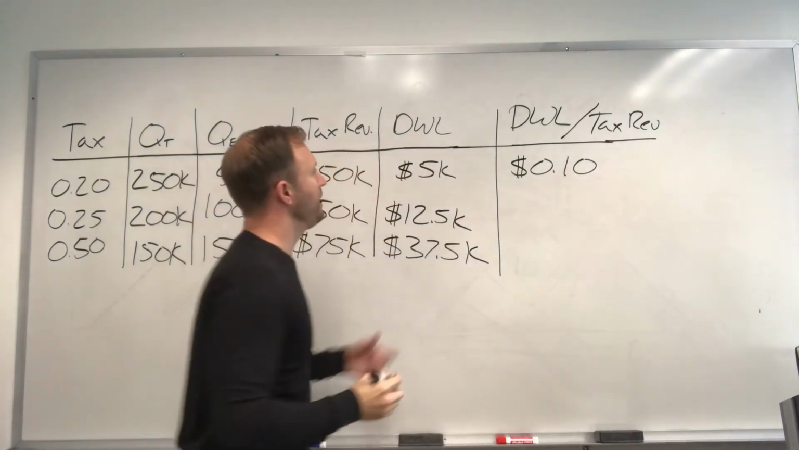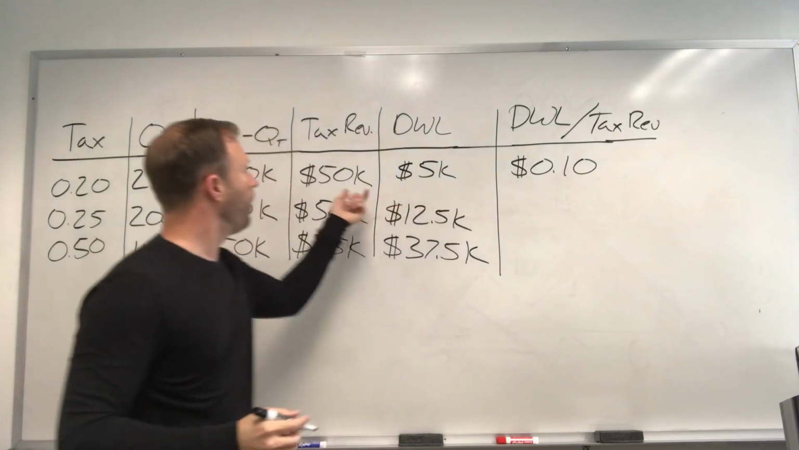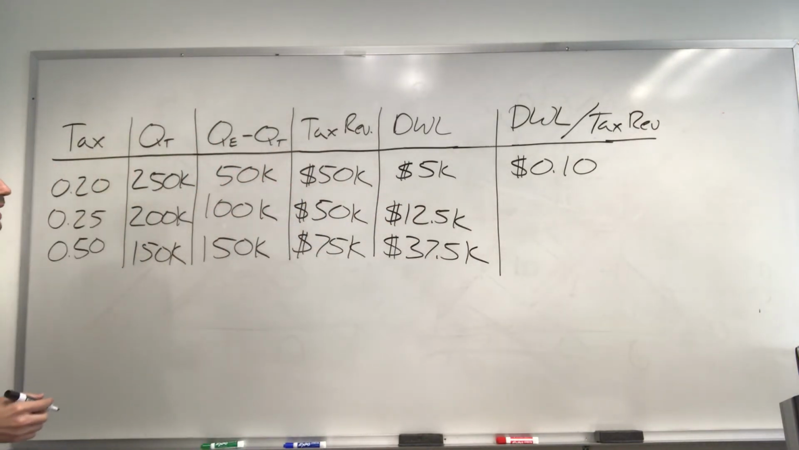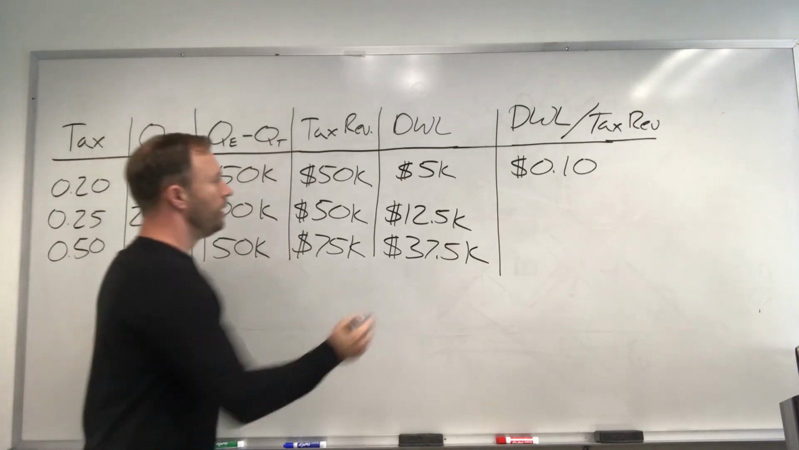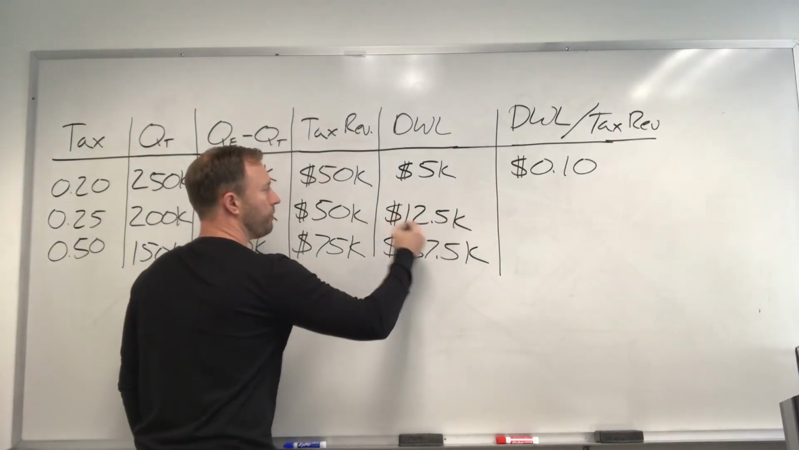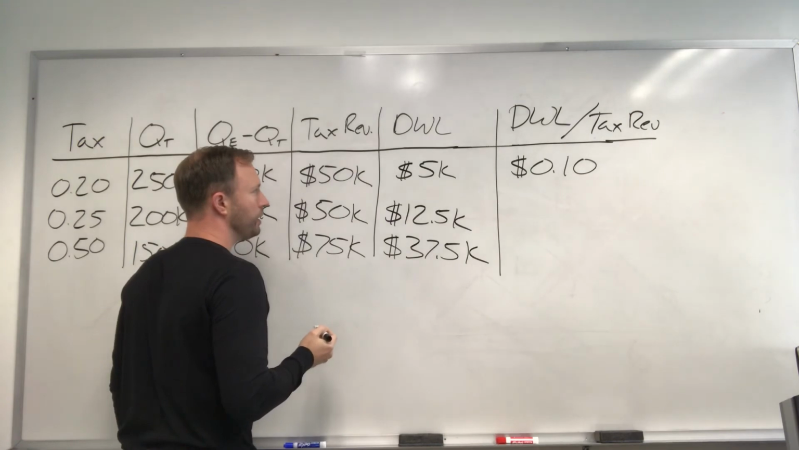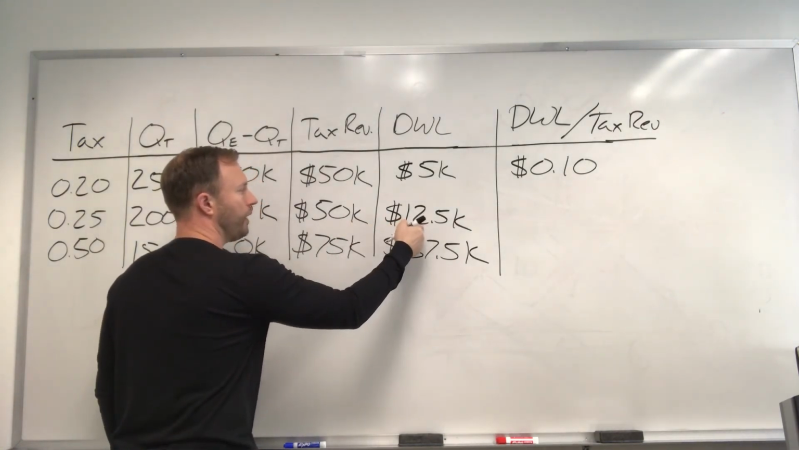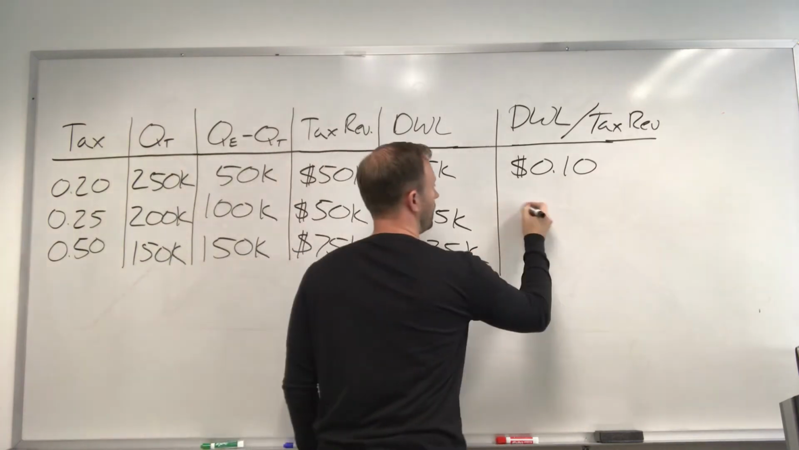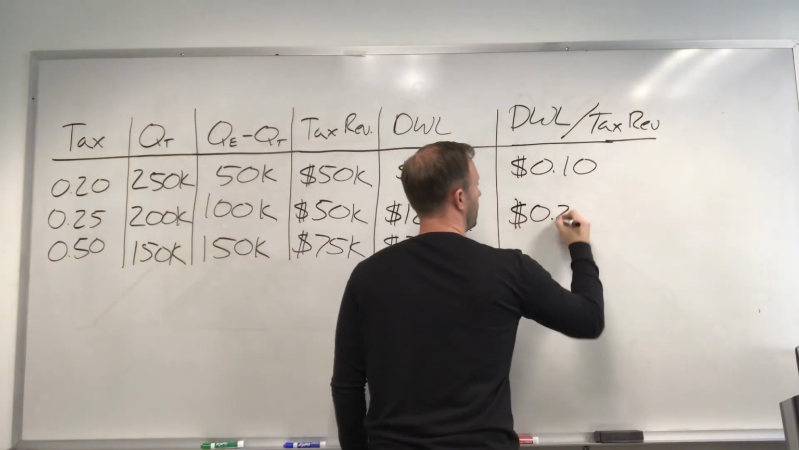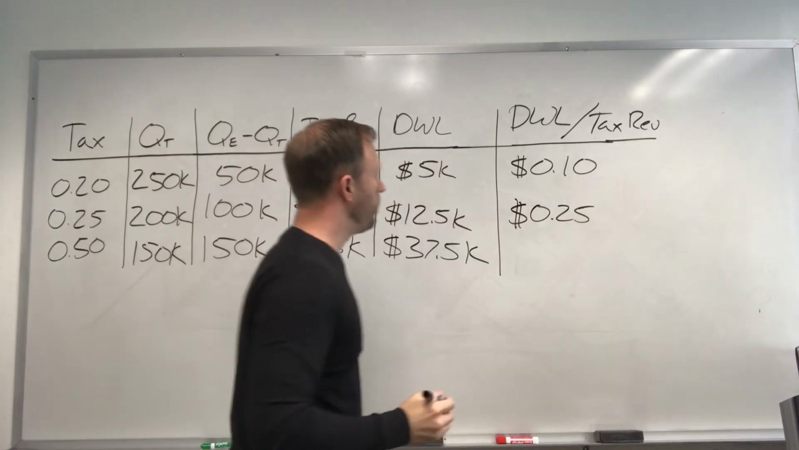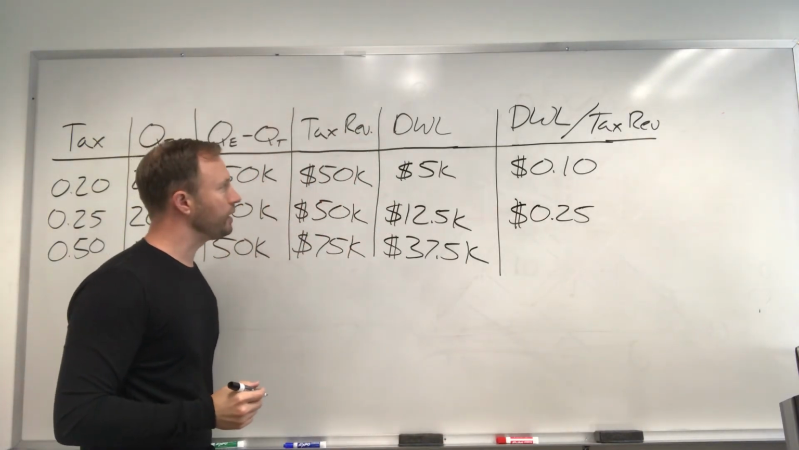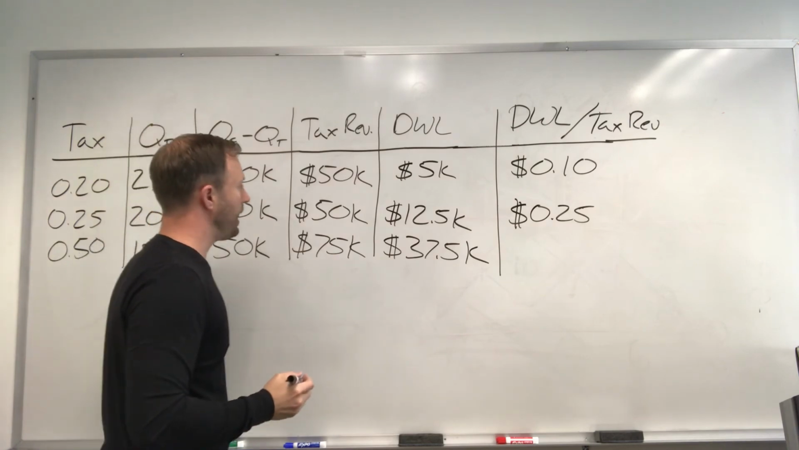There's a 10-cent deadweight loss for every $1 of tax revenue that is raised with a tax of 20 cents per donut. Here we've got 12,500 divided by 50,000. That's going to be 25 cents, because this is 1/4 if you divide 12 and a half by 50. So there is a 25-cent deadweight loss for every $1 of tax revenue raised by the 25-cent per donut tax.